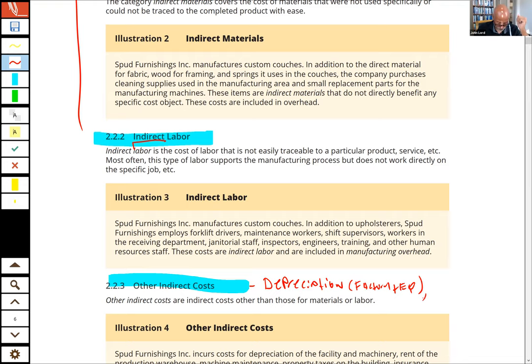What else? Maybe utilities. Utilities on the factory. Everything, again, has to be related to the factory. But yeah, utilities, good. What else? Rent. Did you say rent? Yes. Yeah, rent, if we're renting the factory building or we're renting some additional space for, again, not our administrative functions, but our manufacturing functions, good. How about insurance on the factory building? What about warehousing? Warehousing, okay.